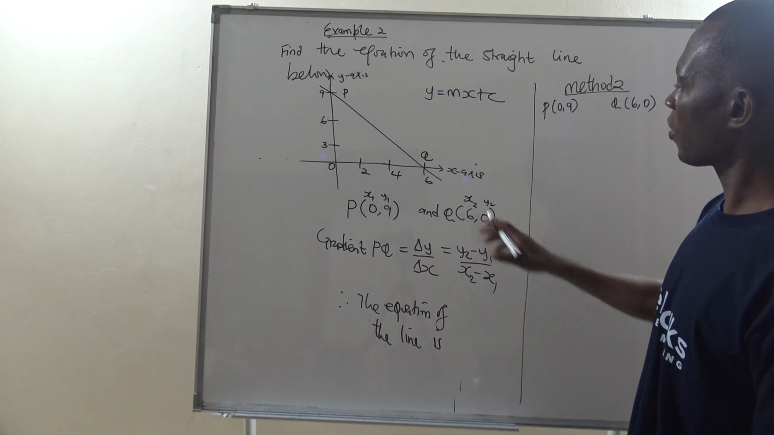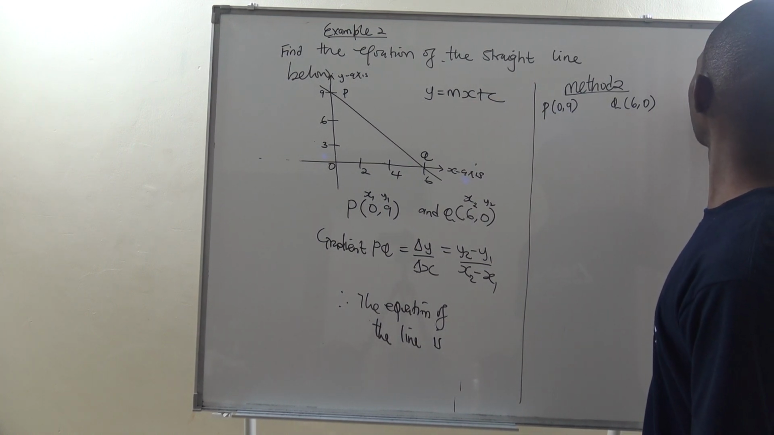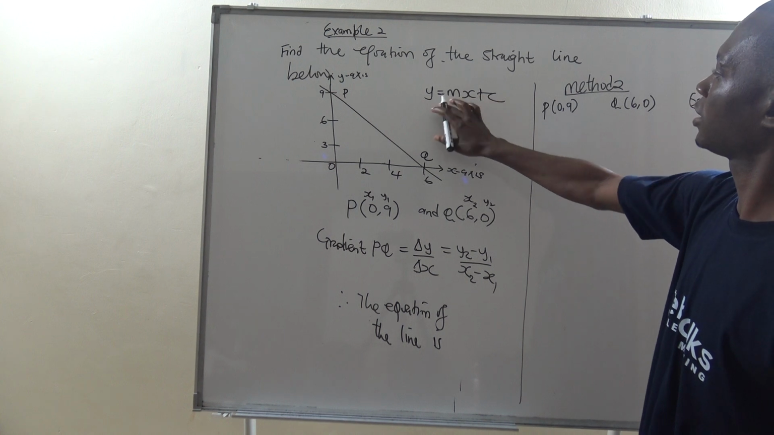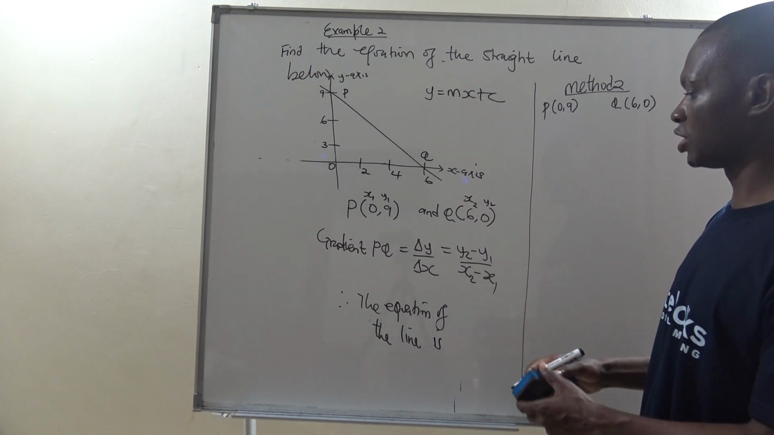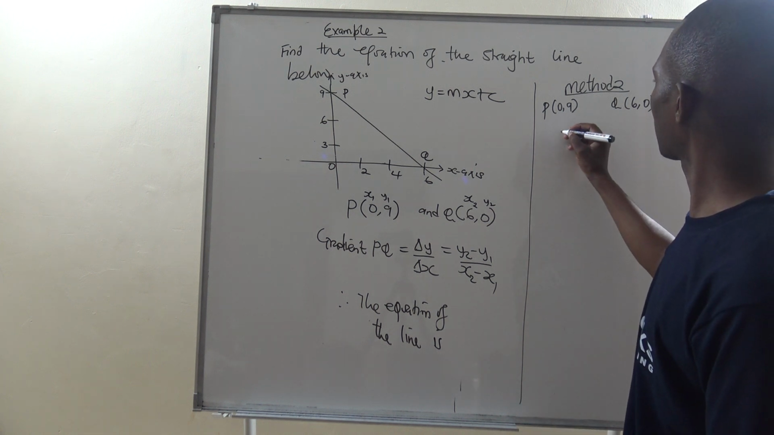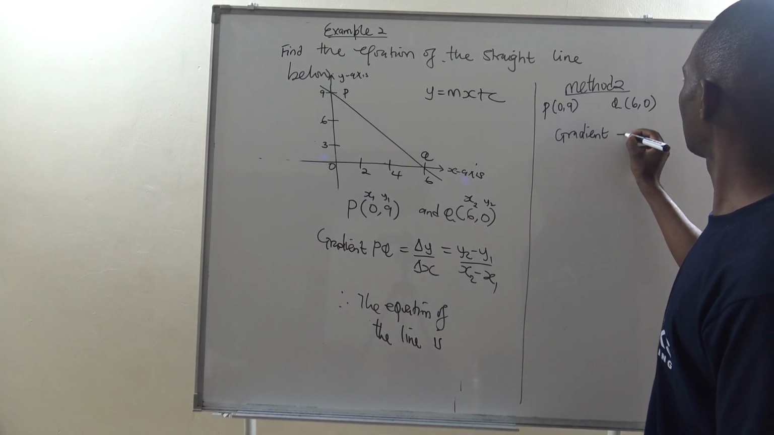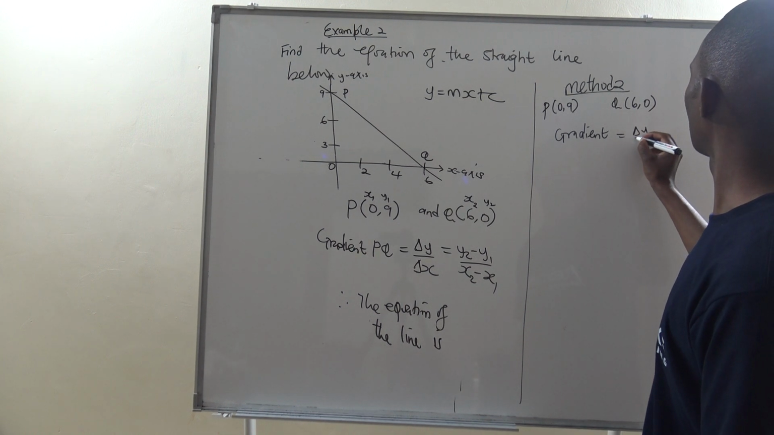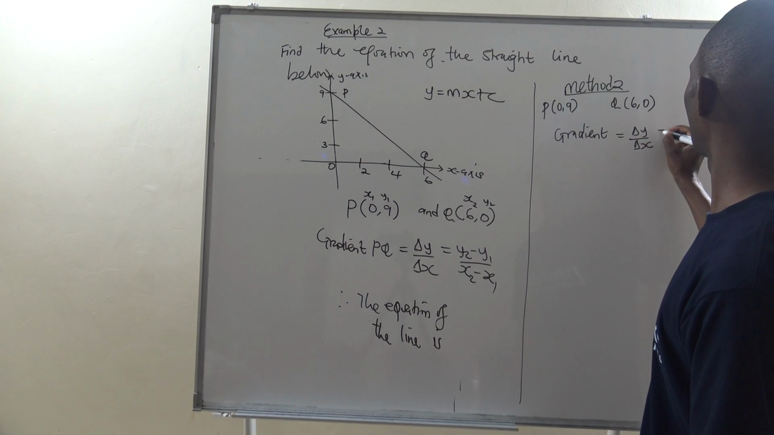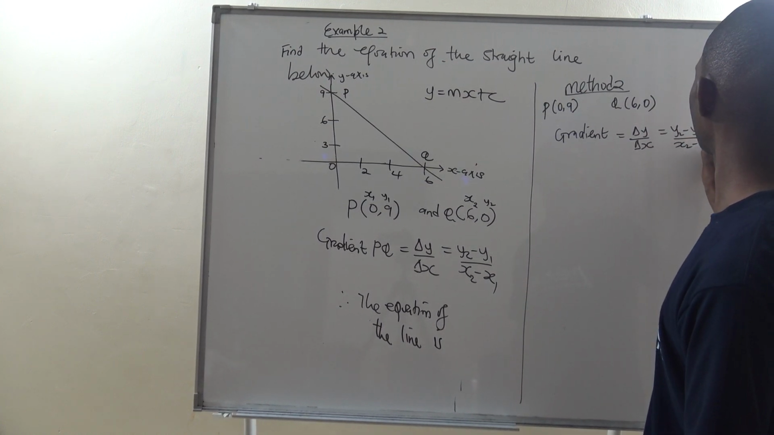Since in our equation we have another coordinate, maybe (x, y). In our equation we have x and y. You can just use this formula for the gradient. You just say gradient equal to change in y over change in x, where it will be y2 minus y1 all over x2 minus x1.